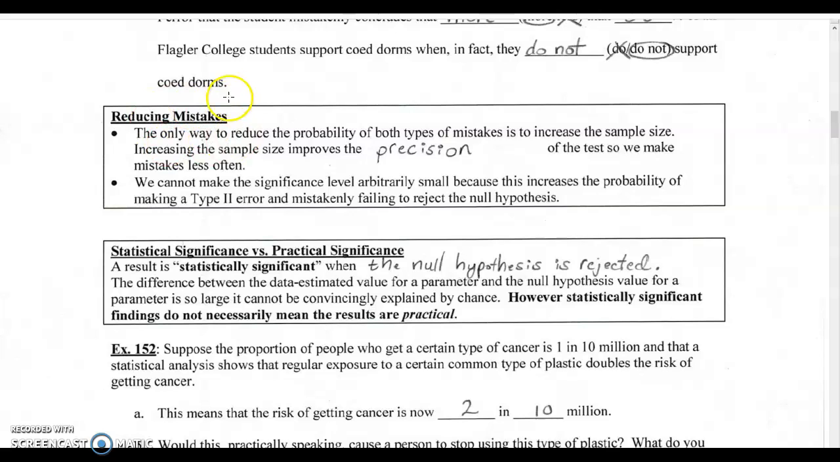Now, how do we reduce the possibility of making these errors? The only way to reduce the probability of both types of mistakes is to increase the sample size. Increasing the sample size improves the precision of the test. We get a smaller standard error, which is a standard deviation, so we get more precise, which helps us make mistakes less often. Now, always remember, you just don't want to keep making that level of significance, alpha, arbitrarily small, because that increases the probability of making a type 2 error. Alpha is just based on what we are willing to risk about a type 1 error. It's got nothing to do with a type 2 error. The way to make the probability of both mistakes go down is to increase the sample size. That increases our precision.